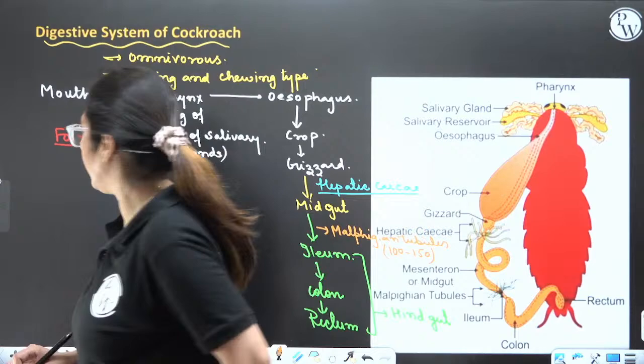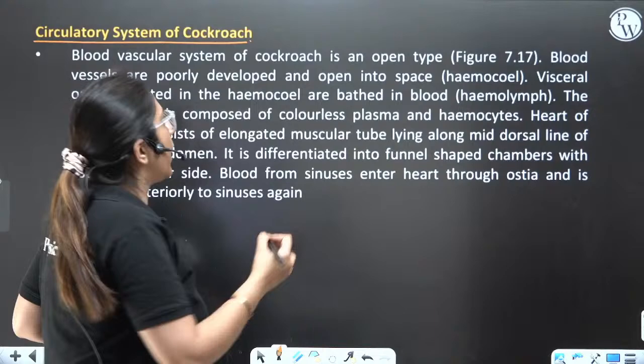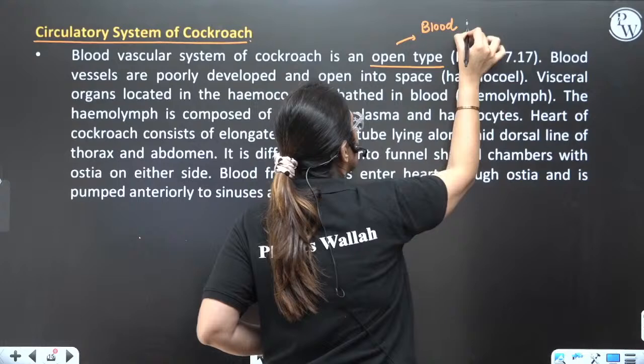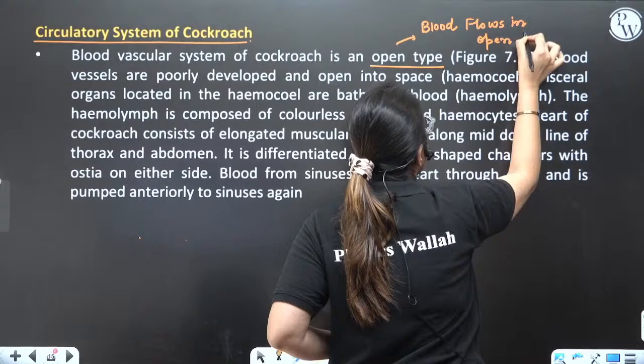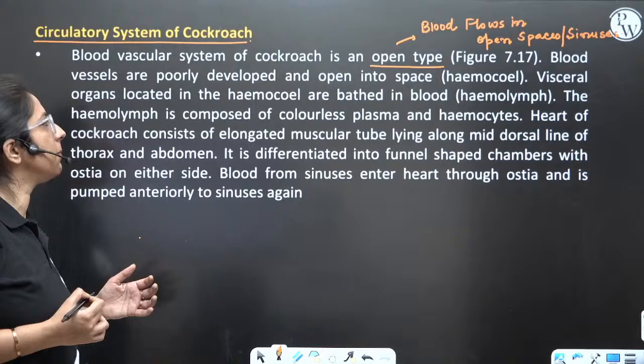Okay. Moving on to the circulatory system of the cockroach. The circulatory system of a cockroach is of an open type. Open type means blood flows in open spaces. And what are these open spaces? Open spaces are the sinuses, and those open spaces are also termed hemocoel.